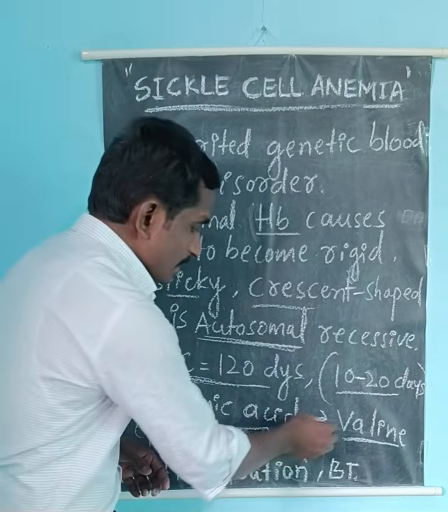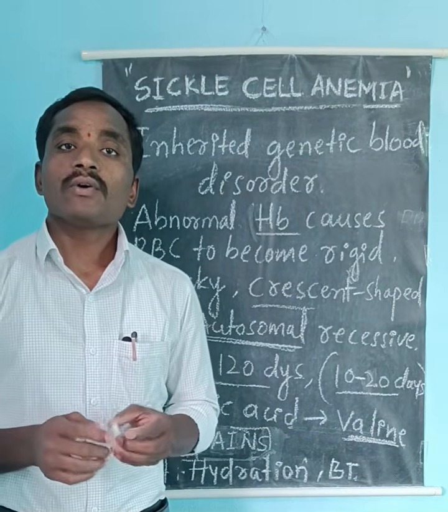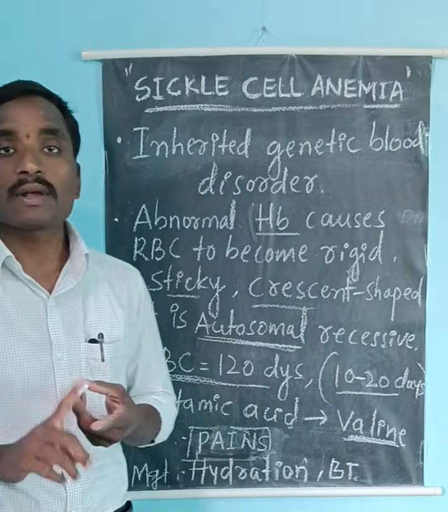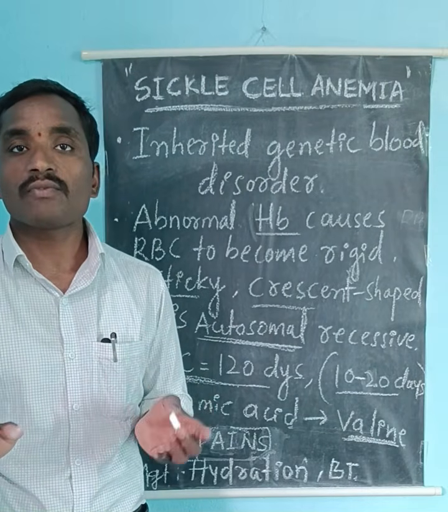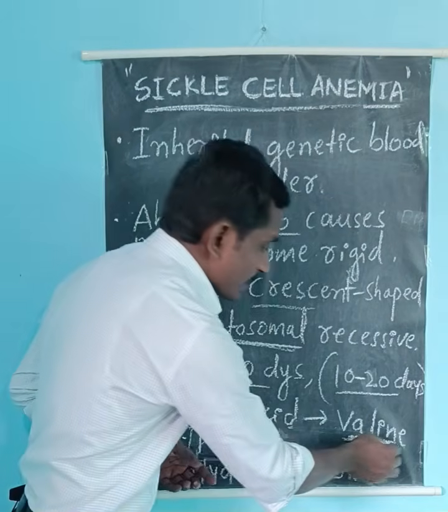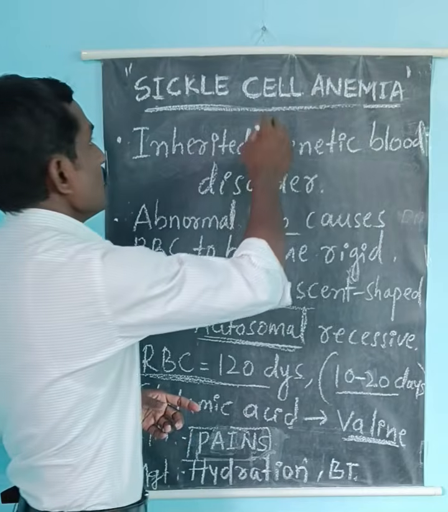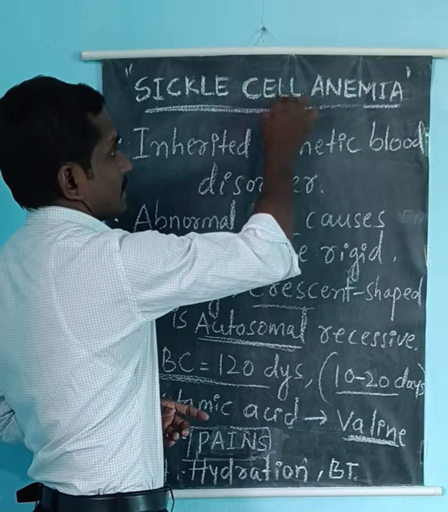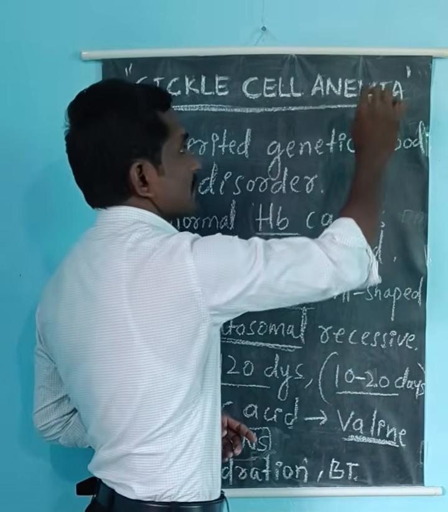But here it is replaced by valine. Valine is also an amino acid. It makes the RBC cells rigid, sticky, and non-flexible. So it causes crescent-shaped RBC cells, which we call sickle cells. It may lead to anemia, which we call sickle cell anemia.